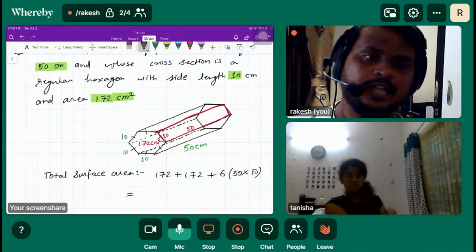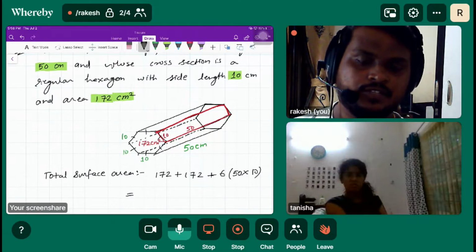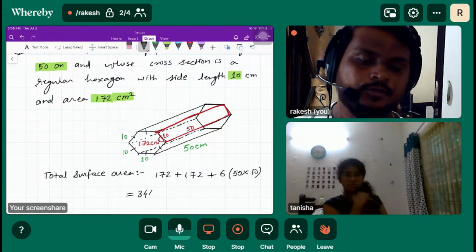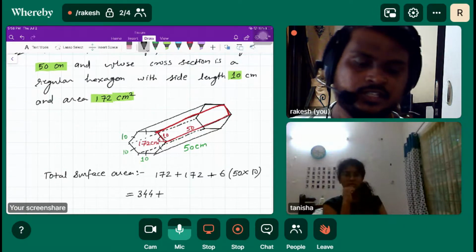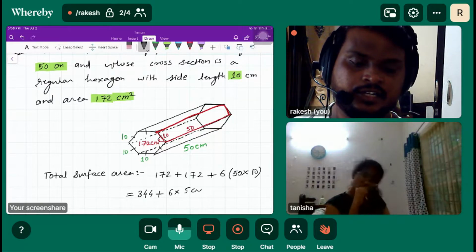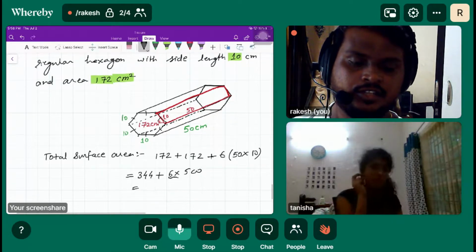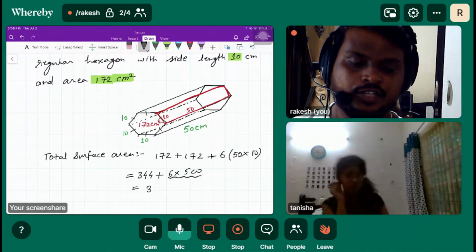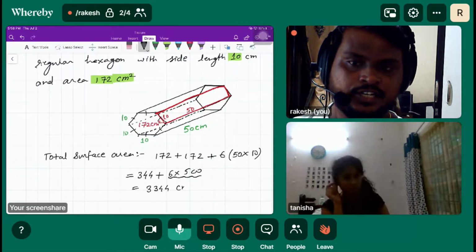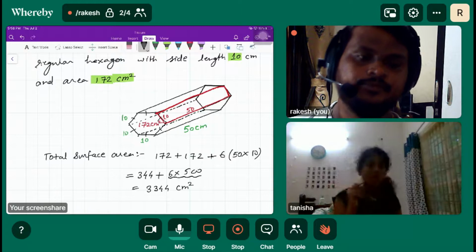So now we'll simply calculate this. 172 plus 172 is 344, plus 6 into 50 into 10 is 3,000. So 3,344 centimeter square.